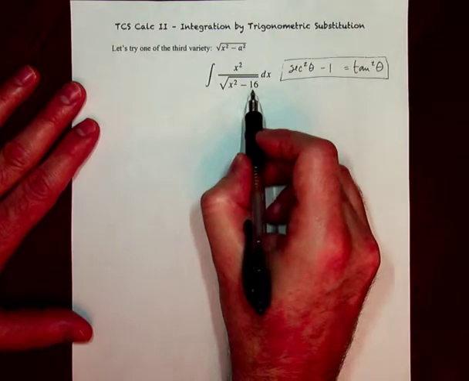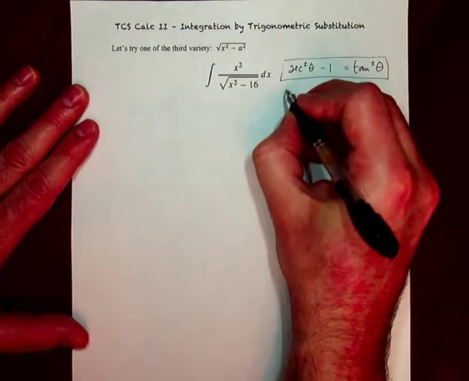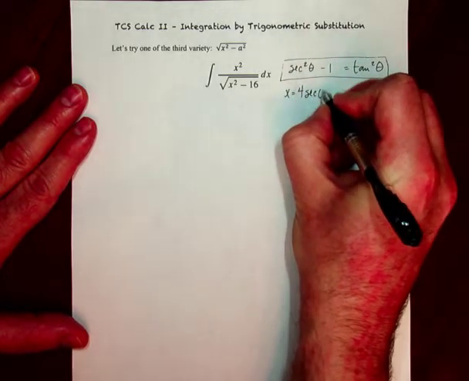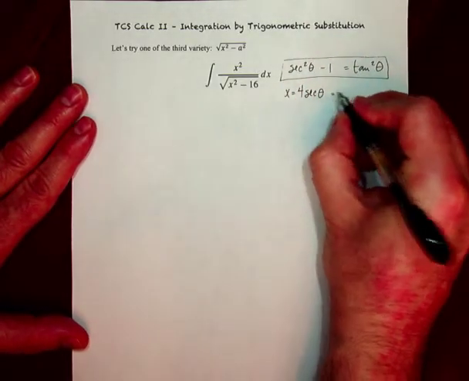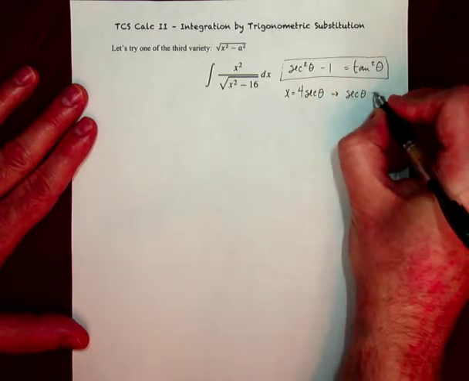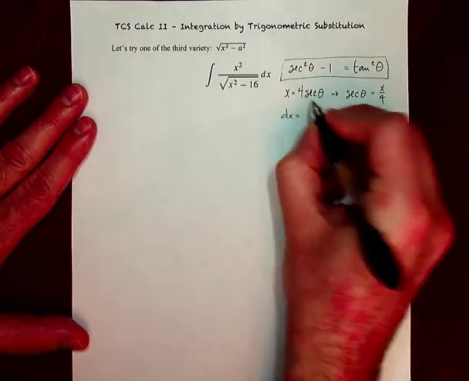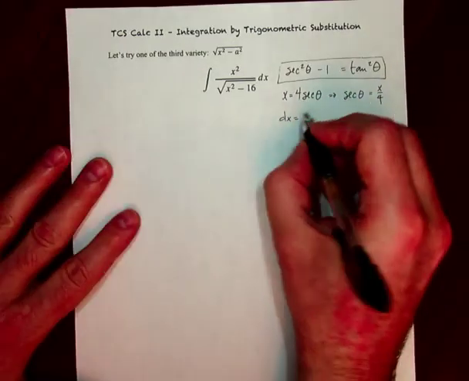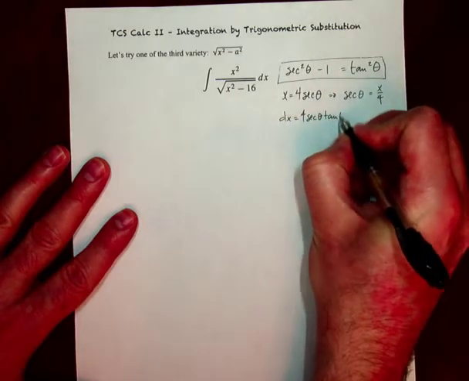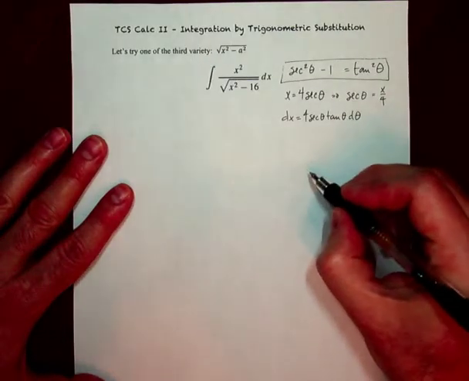Now, my a squared, of course, is 16, so a is 4. What I need is x is equal to 4 secant theta, which, for when we do our triangle here in just a moment, implies that secant theta is x over 4. Now, when I get the differential, this is going to be 4 secant theta tangent theta d theta. Okay, let's go ahead and make our triangle.